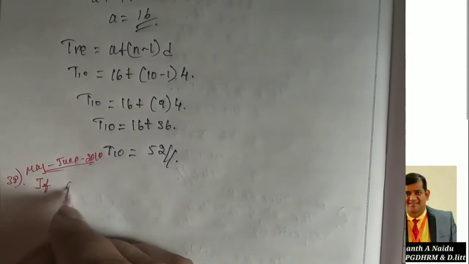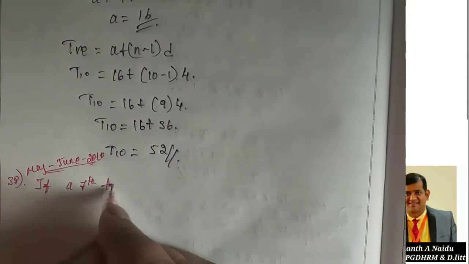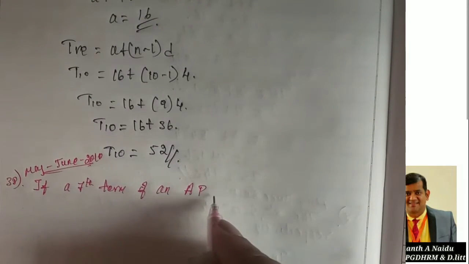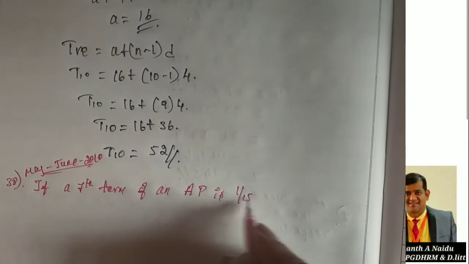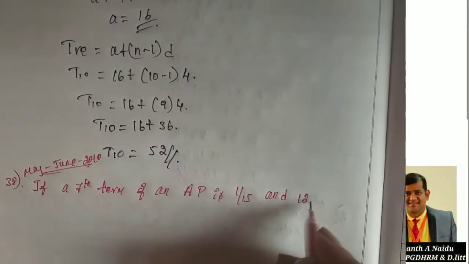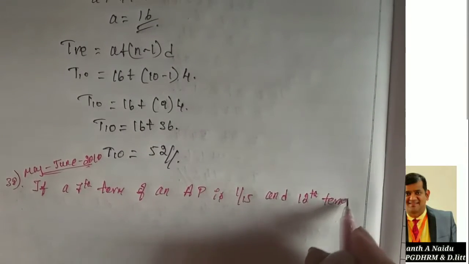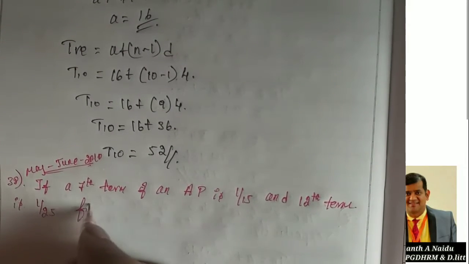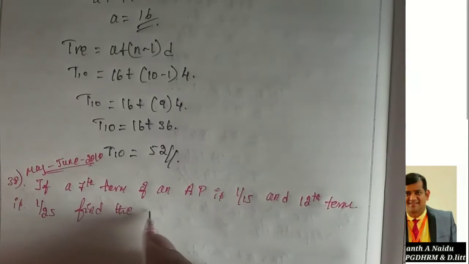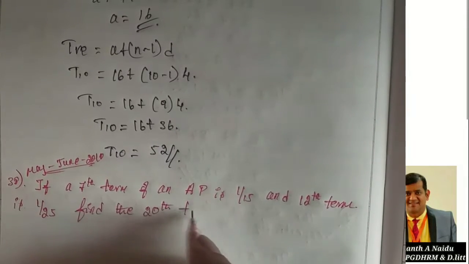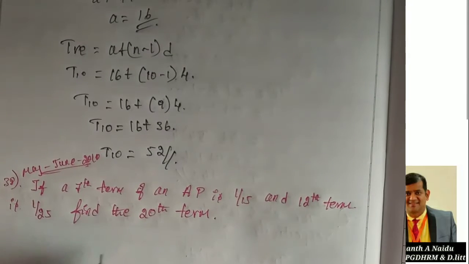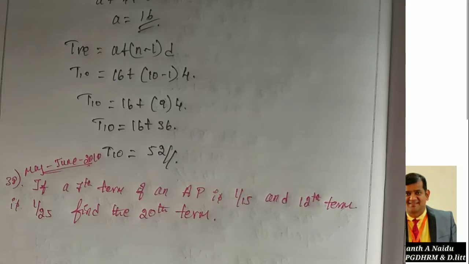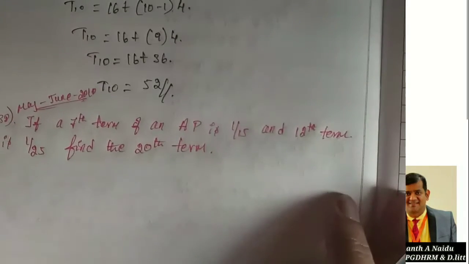If the seventh term of an AP is 1 divided by 15 and the 12th term is 1 divided by 25, find the 20th term. Okay, so now we have to find the answer by finding the equations.